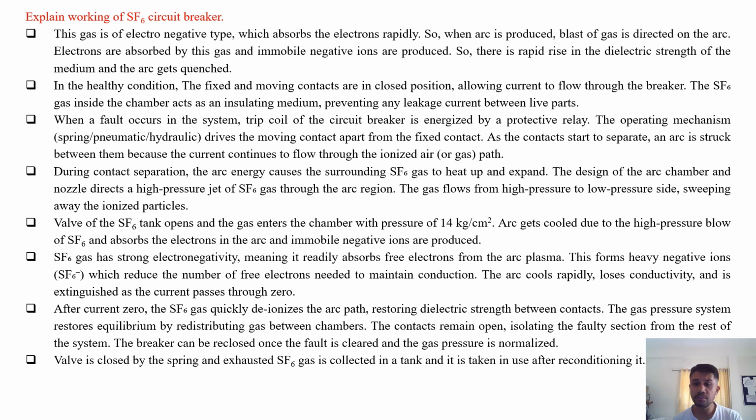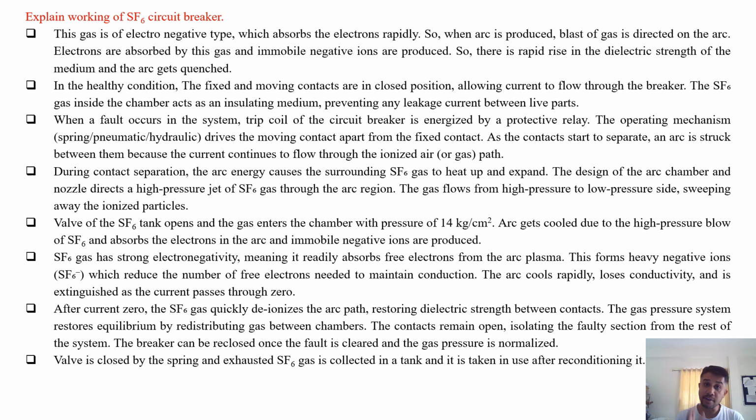The arc cools rapidly, loses conductivity, and is extinguished as the current passes through zero. Now, after the current zero, the SF6 gas quickly deionizes the arc path, restoring the dielectric strength between the contacts. The gas pressure system restores equilibrium by redistributing the gas between the chambers. The contacts remain open, isolating the faulty section from the healthy one or from the rest of the system.